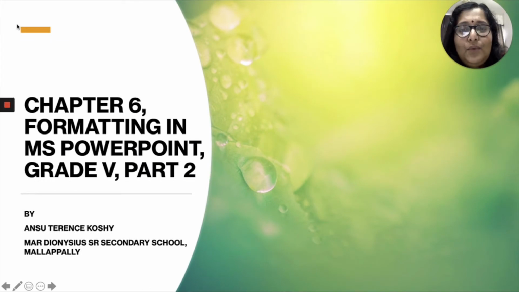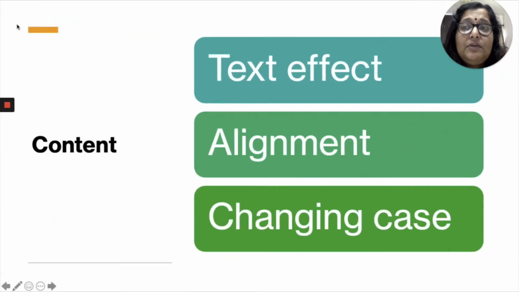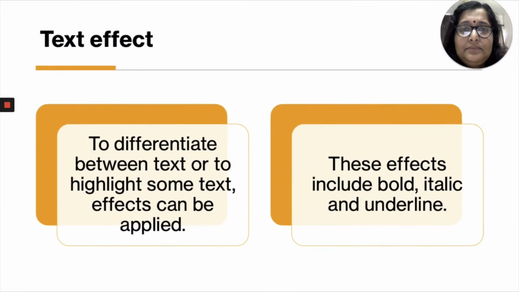This time we are going to see Chapter 6 Formatting in MS PowerPoint, Part 2. Today we will be discussing three different contents. They are text effect, alignment, and changing case. Let's first discuss text effect.